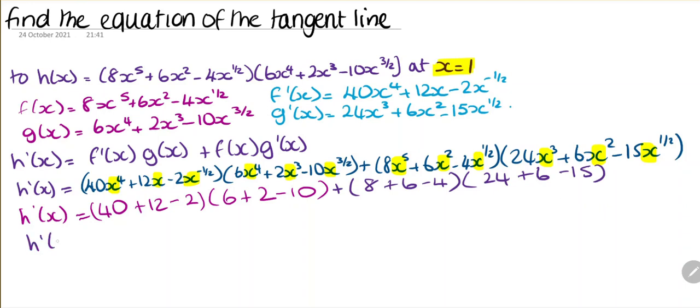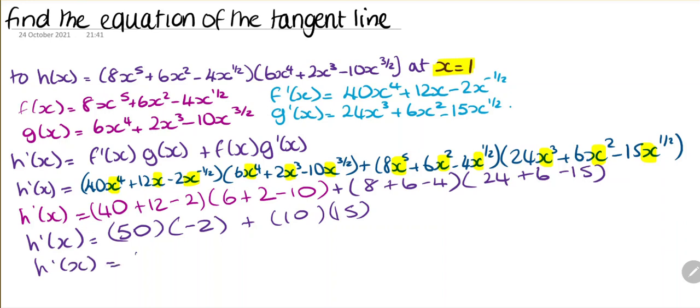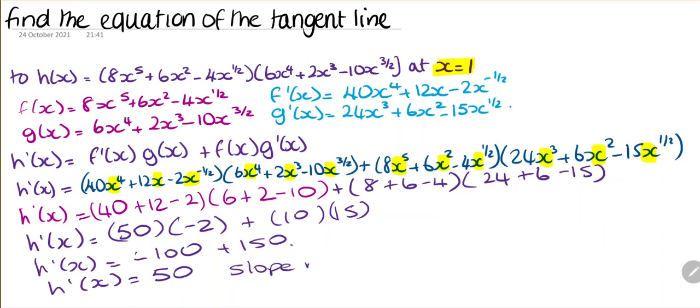So let's simplify. 40 plus 12 minus 2 is 50. Then we have 6 plus 2 minus 10, so that's minus 2. And we have 8 plus 6 minus 4, which is 10. And 24 plus 6 minus 15 is 15. So we have minus 100 plus 150. So h prime of x is going to be 50. So this is going to be our slope m, because we found the derivative.